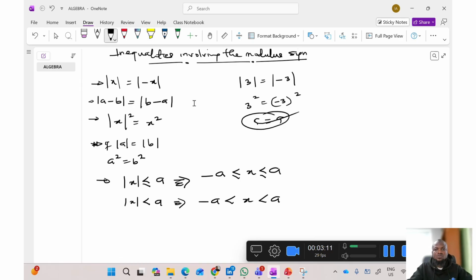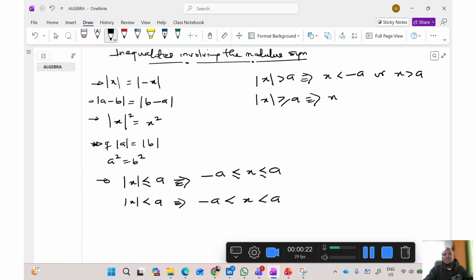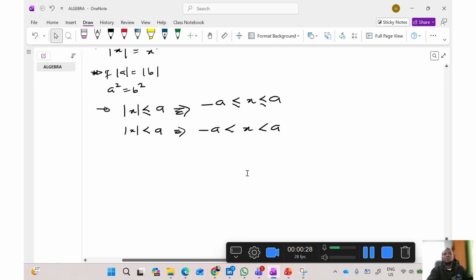Now, the last rule. Finally, if the absolute value of x is greater than a, this implies that x is less than minus a, or x is greater than a. Also, if the absolute value of x is greater than or equal to a, this implies that x is less than or equal to minus a, or x is greater than or equal to a. So let's solve some examples on this.